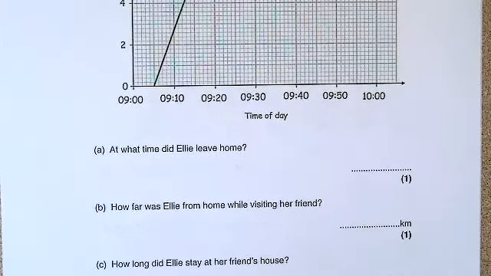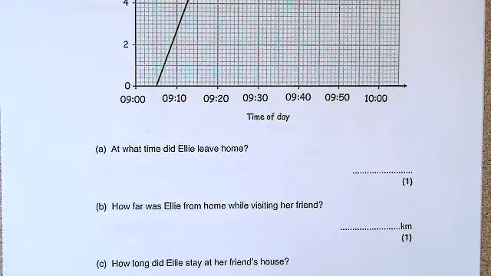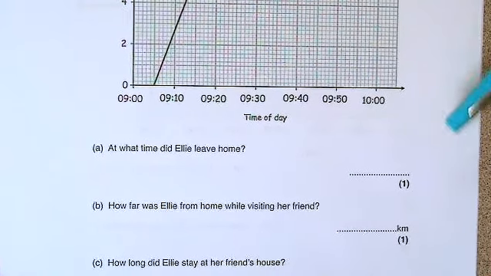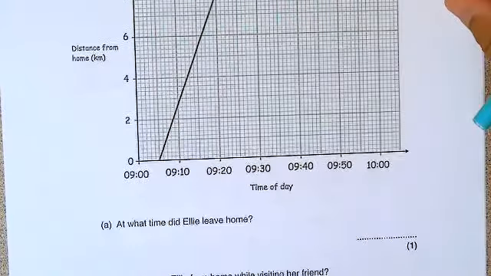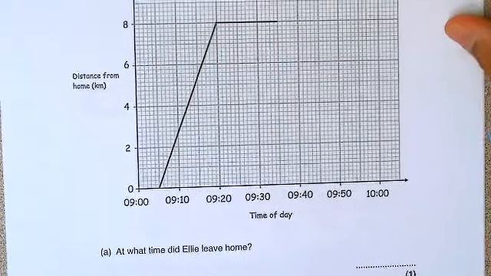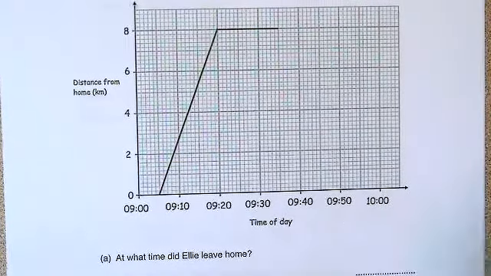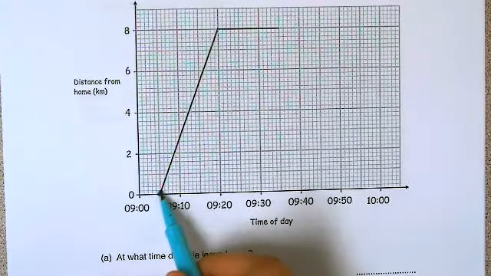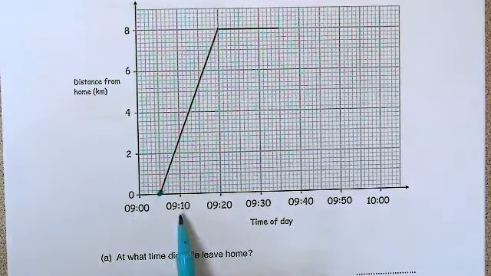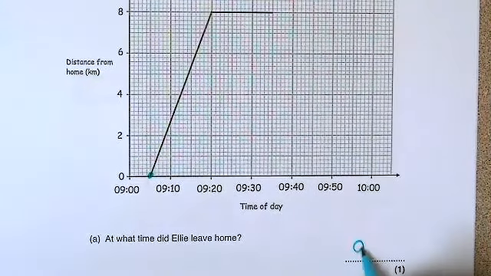So A, at what time did Ellie leave home? So that's on our graph, the starting position. So the starting position of our line is right here. So that is between 9 and 9:10. So that's going to be about 9:05. So 9:05 is when she left her house.